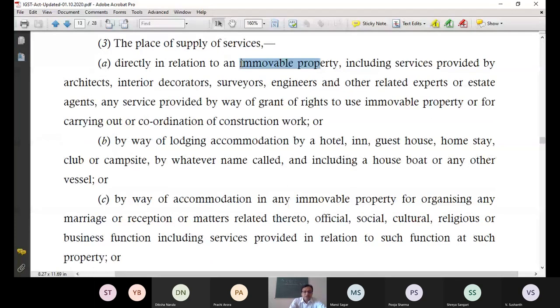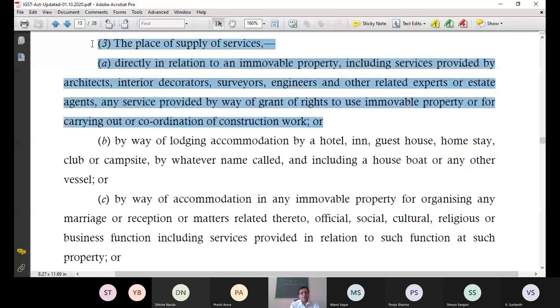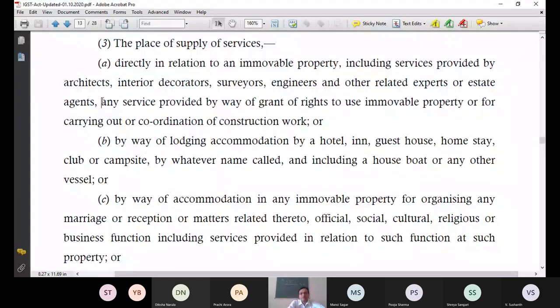Now this is my section 12 subsection 3. The place of supply of services, clause A, directly in relation to an immovable property. Any service which relates to immovable property. Now what is that? Including services provided by architects, interior decorators, surveyors, engineers, all these people work to develop an immovable property, and other related experts or estate agents, property dealers, any service provided by way of grant of rights to use immovable property. That means when you give your property for some rent, for example, for 7 months, that service is also covered under this section 12 subsection 3.